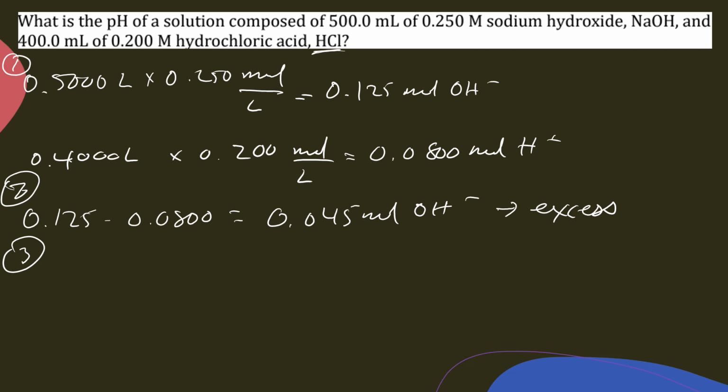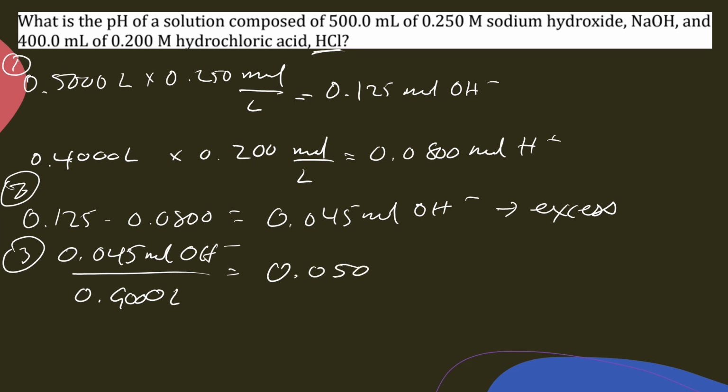So since we have 0.045 moles of hydroxide, divide that by my new volume, 0.9000 liters, the total liters. Let's see, what am I going to end up with? I will end up with 0.045 divided by 0.9, which is 0.050 molar OH.